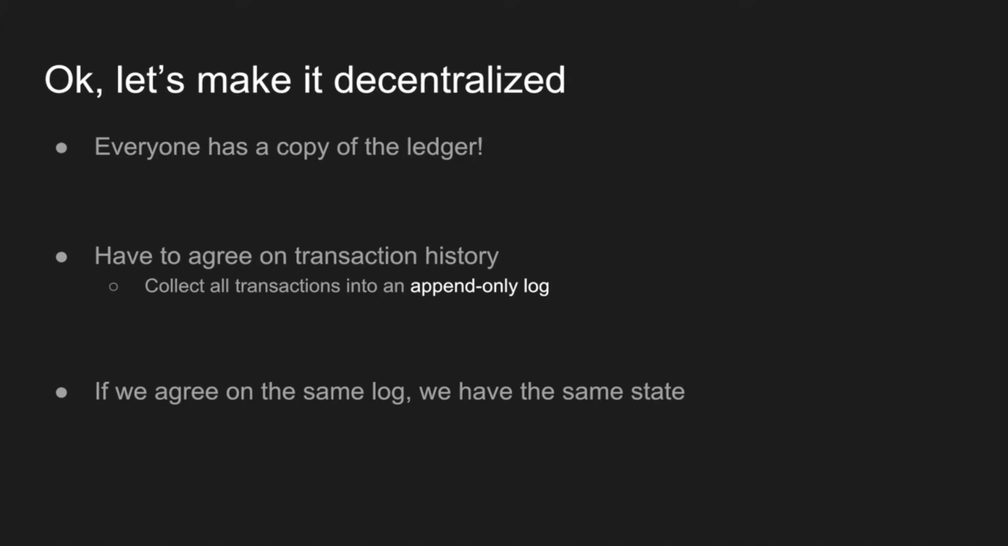So yeah, we'll decentralize it. So we get around having to go to any particular single authority by basically making everyone their own authority. So everyone has a copy of the ledger that they maintain. The trick now is that we all have to agree on the order of the transactions and the histories that go into that. Basically, we're going to take all the transactions that have ever happened for all time and put them in the same way into an append-only log. And the trick there is that we have to do it in the same way for all time.